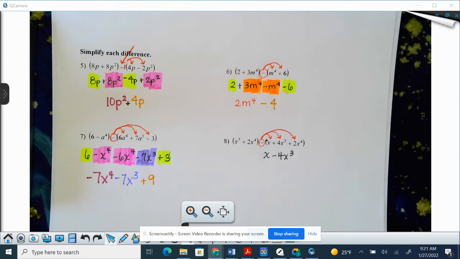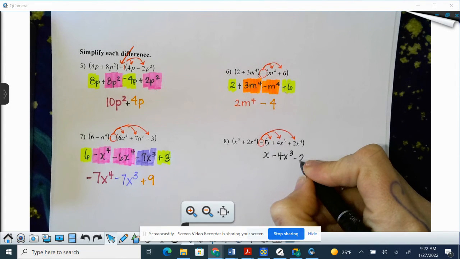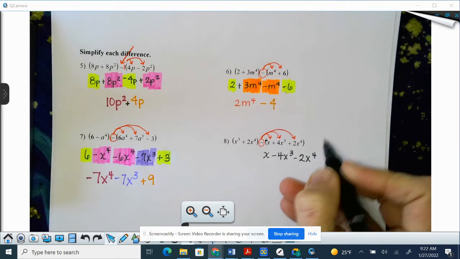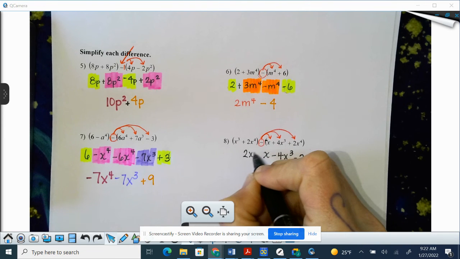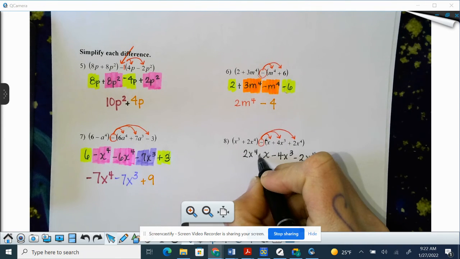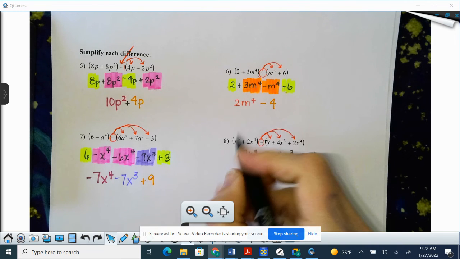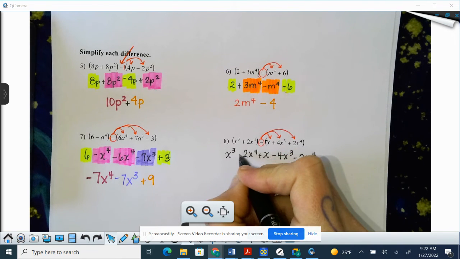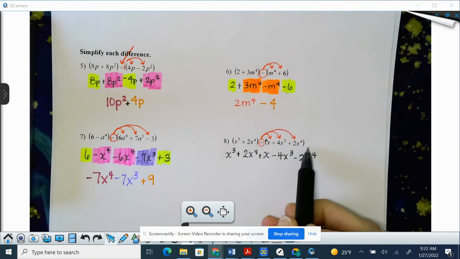Negative 1 times 2 is going to be negative 2x to the fourth. Then again, you want to bring this down. Make sure you make that a plus in front, especially when you bring it down. Probably for most people, it's better to bring these down before you start distributing.